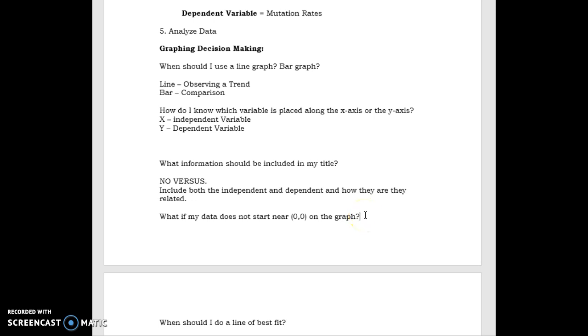So I oftentimes find that students, when graphing their data, you have four quadrants. You most often graph in the upper right-hand quadrant, where you have a positive x value and a positive y value. But many times your values aren't actually starting at 0, 0. So in previous years, you might have been taught to do the little squiggly line. You are not to do the squiggly line, unfortunately. So that's a habit you might have to break.